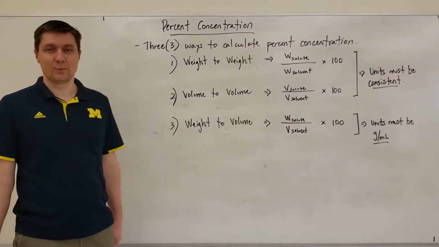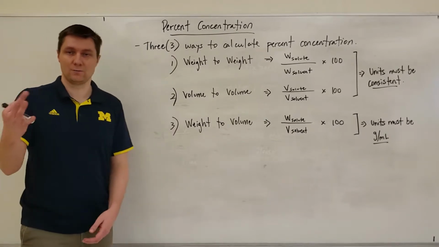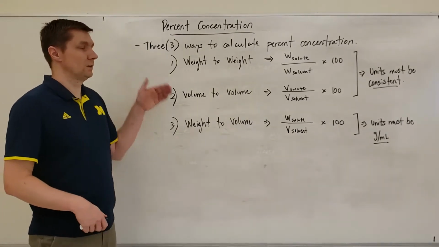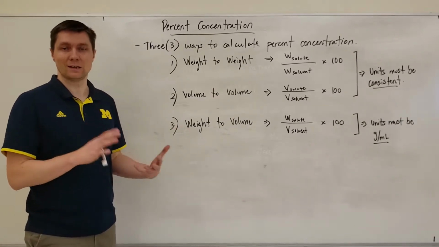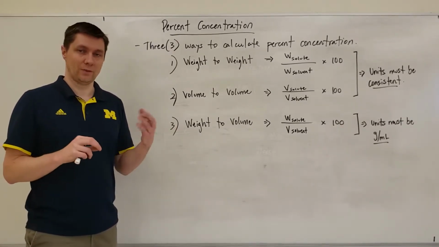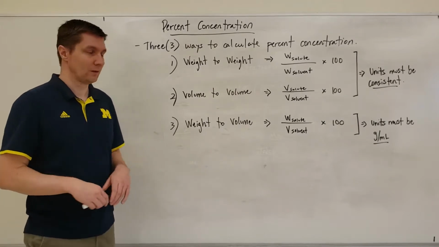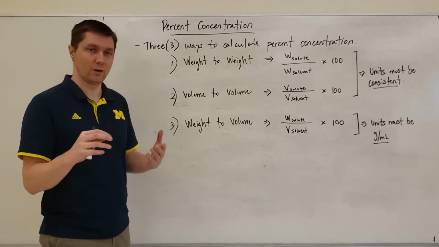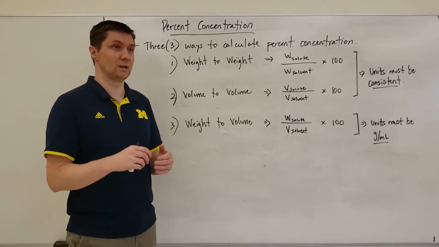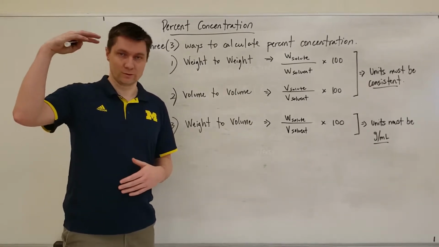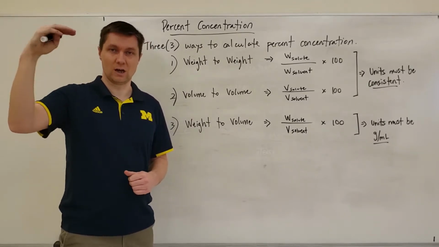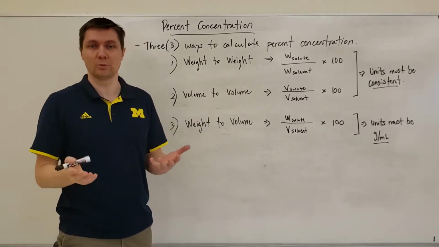So as you can see here, percent concentration has three ways that we can calculate it. So the first way is called weight to weight, the second is volume to volume, and the third is weight to volume. And so the number one underlying concept you need to remember about all three of these is that whether it's the weight or the volume, the solute measurement must go on the top of the fraction. Remember, we're calculating percentages here.